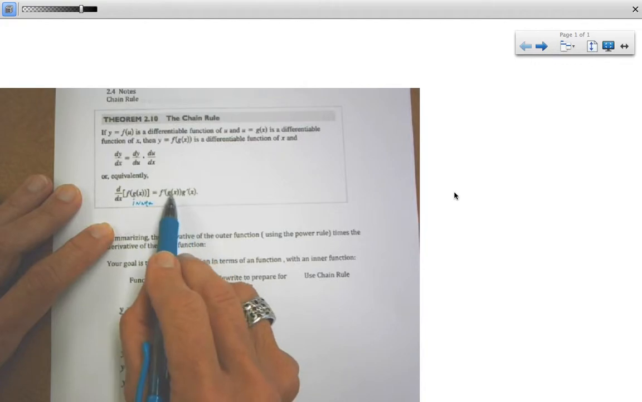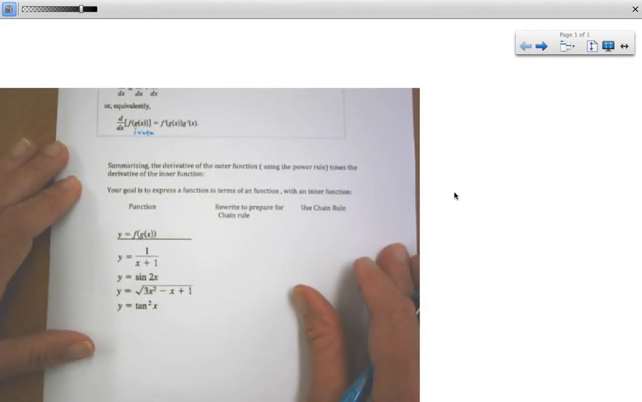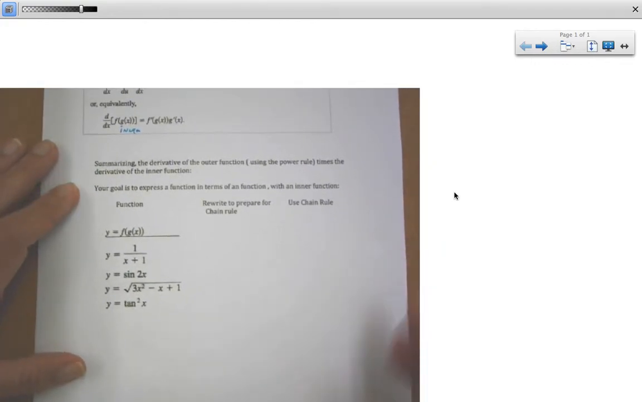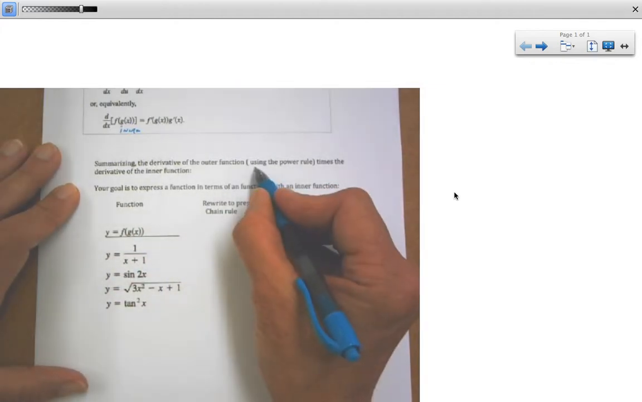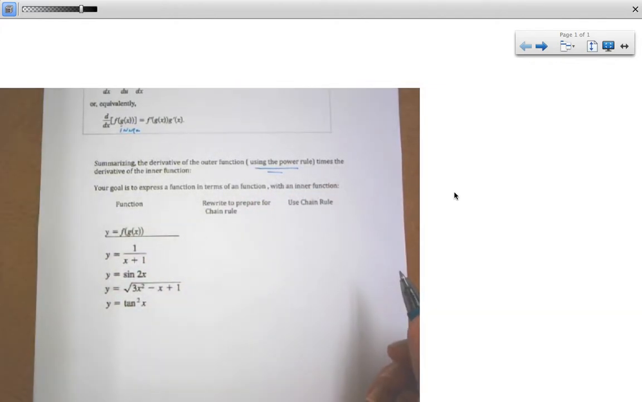The inner function is easy. It's a little bit more difficult doing the outer function. The derivative of the outer function, you usually use the power rule when you take the derivative of the outer function.